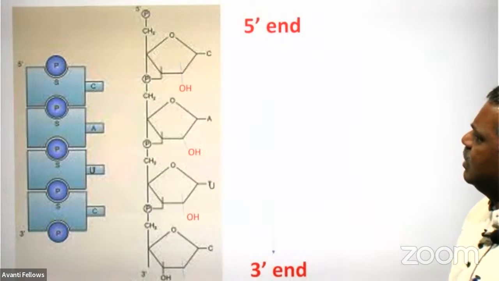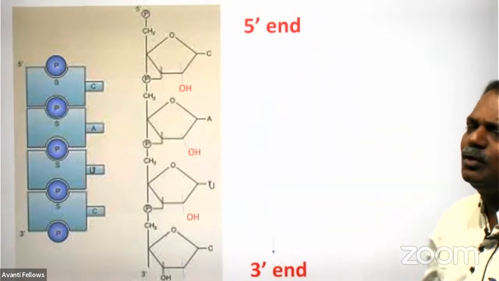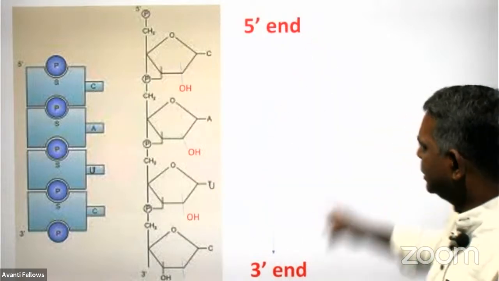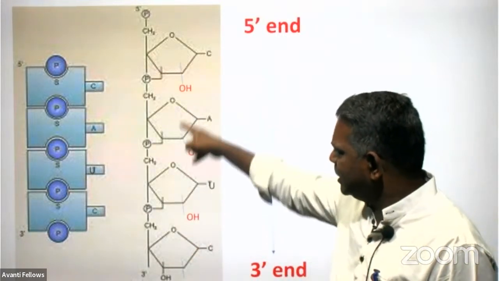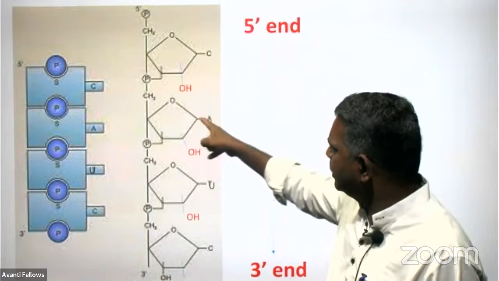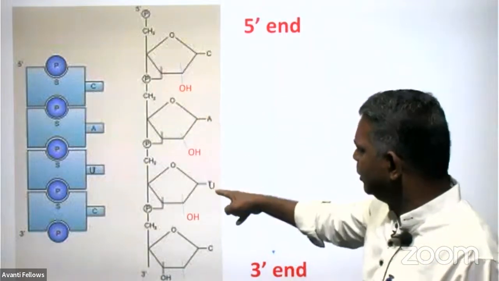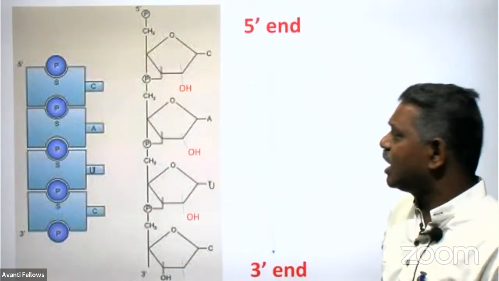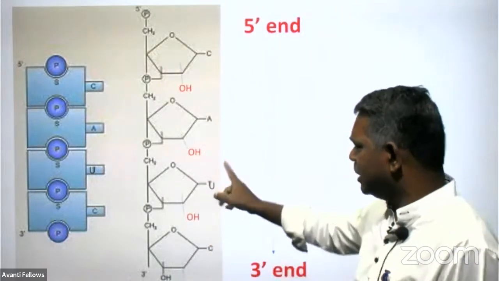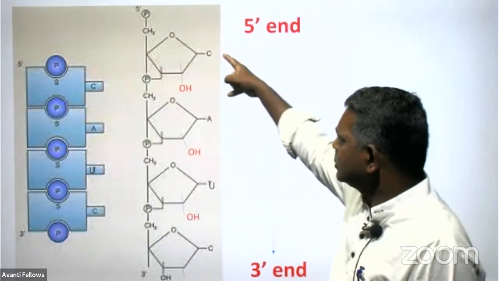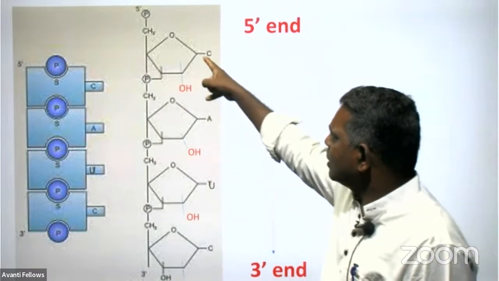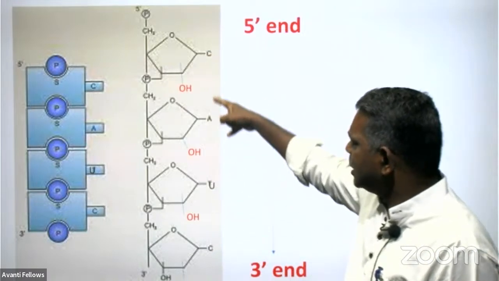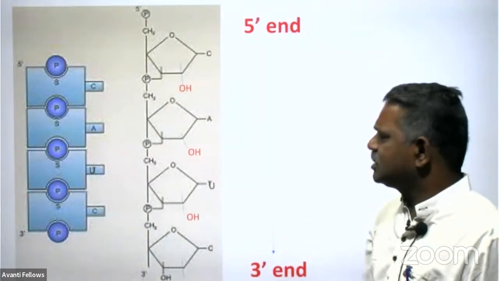And I told you about the polarity. It is a long strand. See, this is the pentose sugar, and here we can see cytosine, adenine, uracil, and cytosine in the case of RNA. There is no thymine in RNA. So cytosine is there, adenine is there, uracil is there, and these are all connected to the first carbon atom of the pentose sugar on one side.